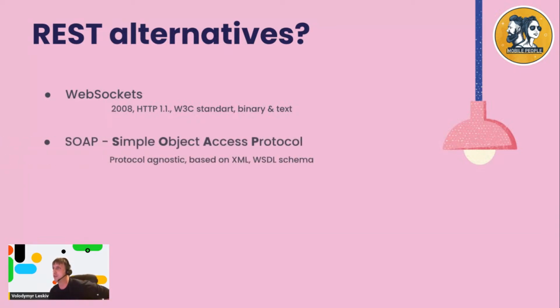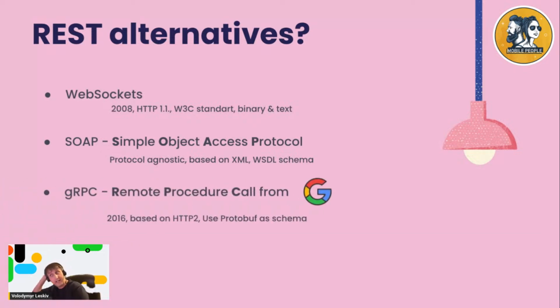SOAP, I believe, is also a very old protocol based on XML. It has a schema, but I don't think it could be considered a pure alternative. What else do we have? Something about point-to-point communication: gRPC, remote procedure call from Google. It also has a schema, but it's based on HTTP2 actually, and it couldn't be considered for every case.